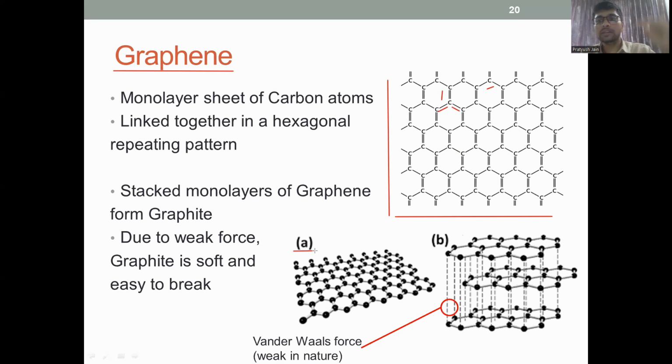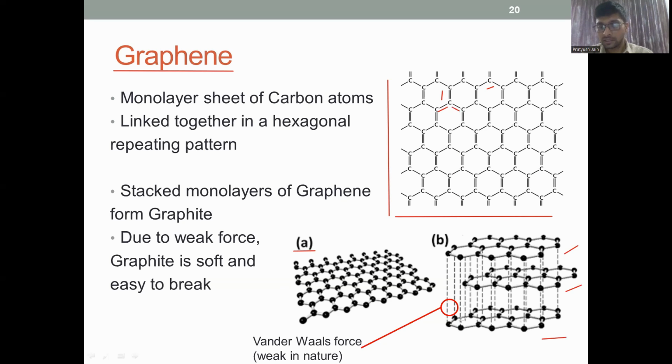Now, if we stack multiple layers of graphene one over another, we obtain graphite. This is a layer of graphene. So graphite is nothing but a multi-layer sheet of carbon atoms, whereas graphene is a monolayer sheet of carbon atoms.